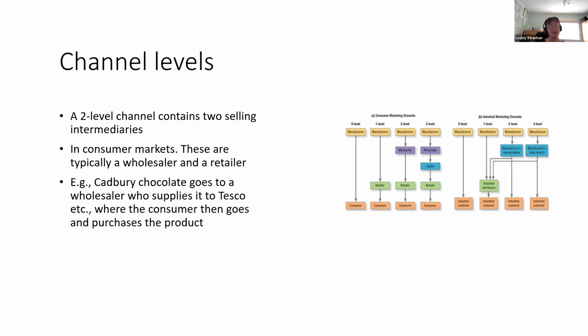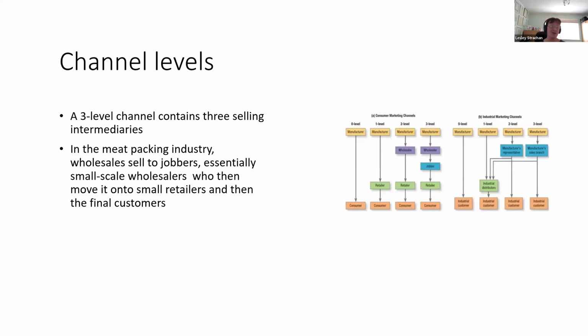Level 2 channels contain 2 selling intermediaries. In consumer markets, these are typically a wholesaler and a retailer. For example, Cadbury's chocolate bars go to a wholesaler who supplies it to Tesco's, Sainsbury's, Waitrose, etc., where the consumer then goes on and purchases the product. A 3-level channel contains 3 selling intermediaries. In the meat packing industry, for example, wholesalers sell to jobbers, essentially small-scale wholesalers, who then move it on to small retailers and then on to the final customers.